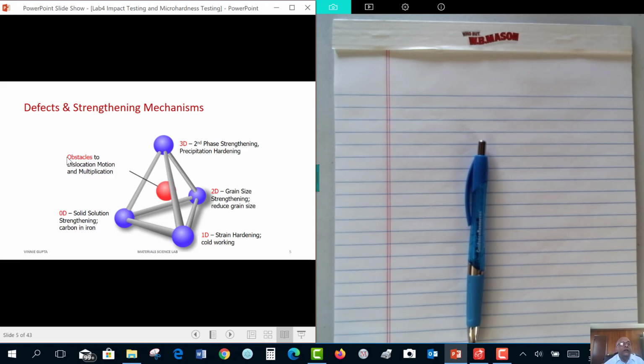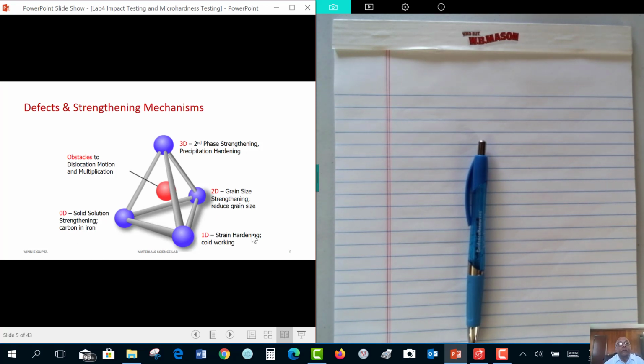Okay, so how can we make dislocation motion difficult? We can place zero-dimensional defects as obstacles to dislocation motion. This is called solid solution strengthening. It is like when we dissolve carbon in iron. Iron usually is a very soft material, but when we put in tiny amounts of carbon, this iron becomes quite strong and we call it steel.